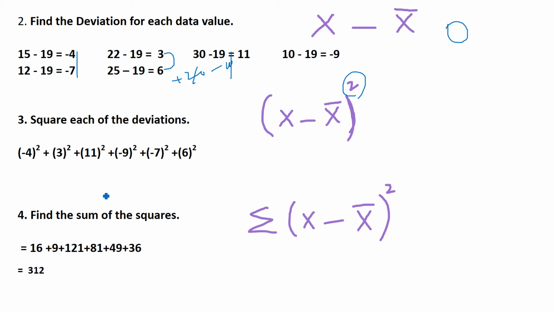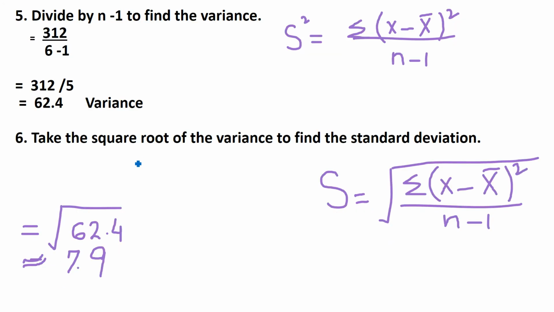Now find the sum of these squares. 16 plus 9 plus 121. So the total is 312. This is our fourth step. In the fifth step, we have to calculate the variance. So 312 divided by 6 minus 1, because n minus 1.